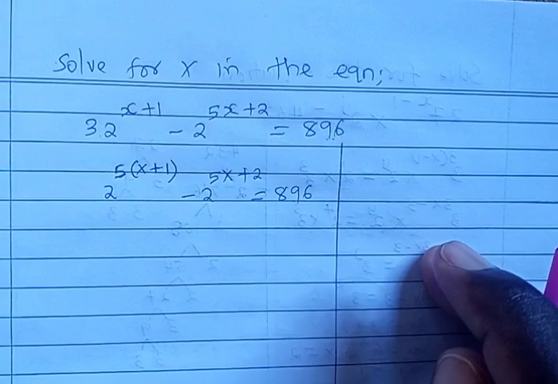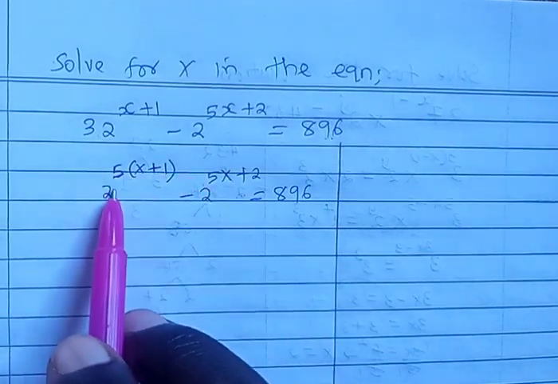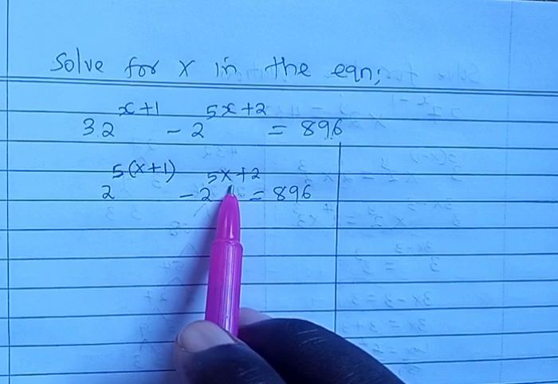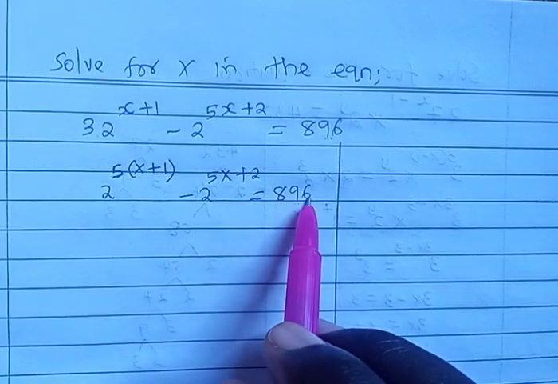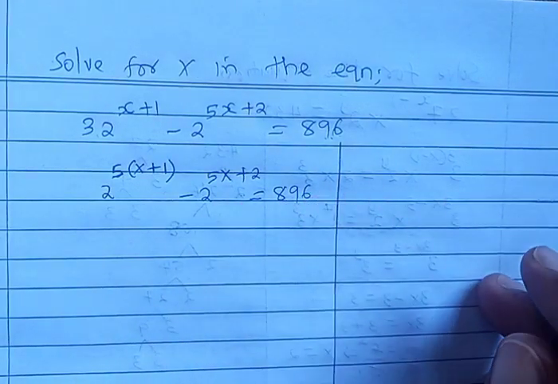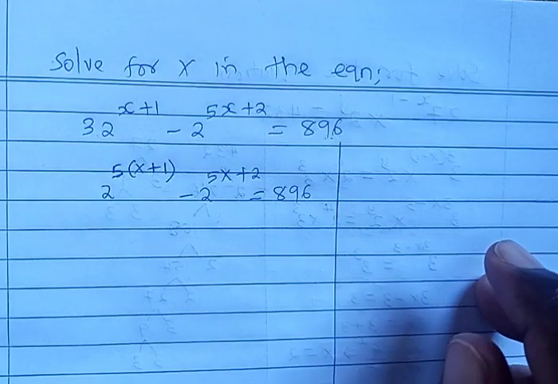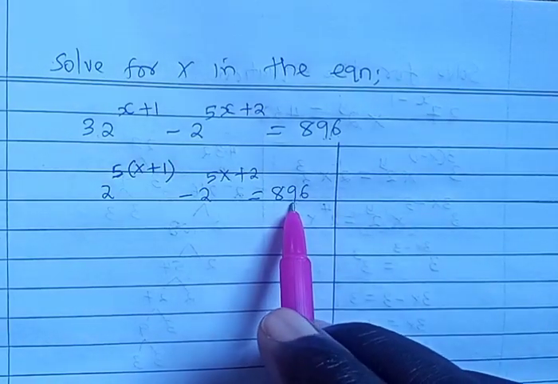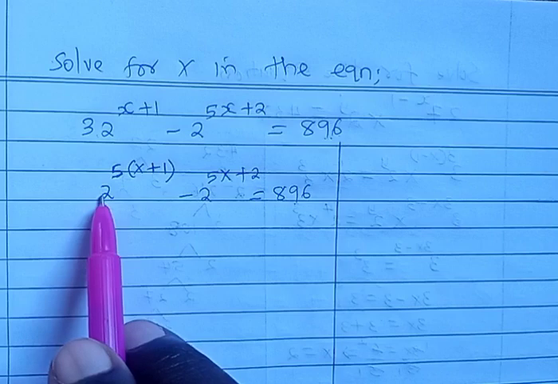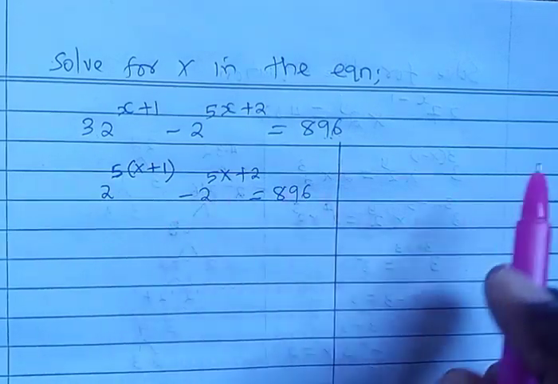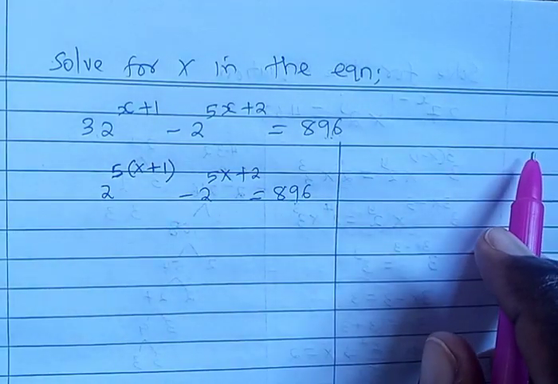Let us try to look at what we have on our left hand side first, then we will proceed to look at what we have on our right hand side. Because on our right hand side we have 896, and on our left hand side we have numbers that are of the same base. So let us concentrate first on our left hand side.